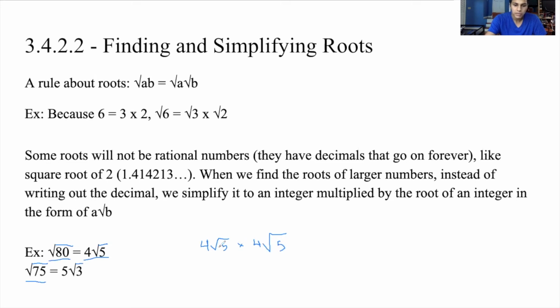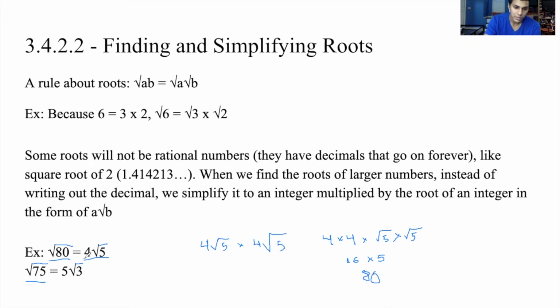Since this is all multiplication, we can choose what to multiply first. So if I multiply the 4s by each other and the square roots of 5 by each other, then 4 times 4 gives us 16. The square root of 5 multiplied by itself gives us 5, because the square root of 5 times the square root of 5 equals 5. And then 16 times 5 is 80. So this is how we simplify down roots.